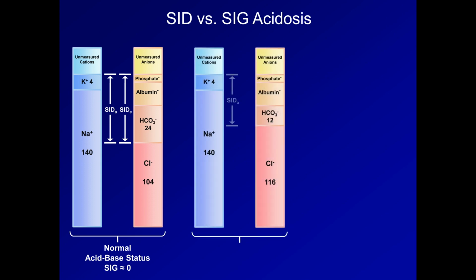If we label our SID-A and SID-E, we will immediately see that the SIG is 0. Thus, this is a SID acidosis, which is practically speaking the equivalent of a normal anion gap acidosis.